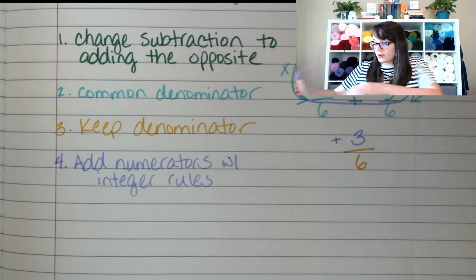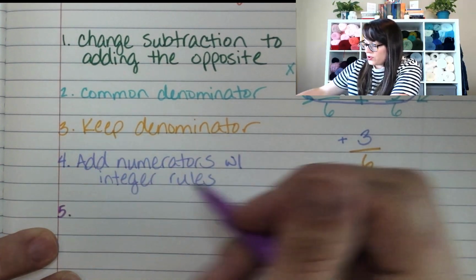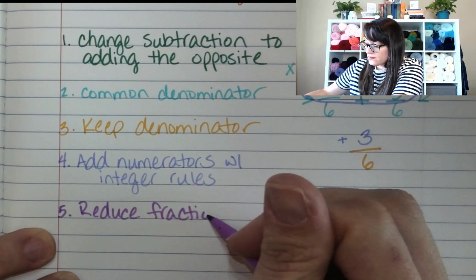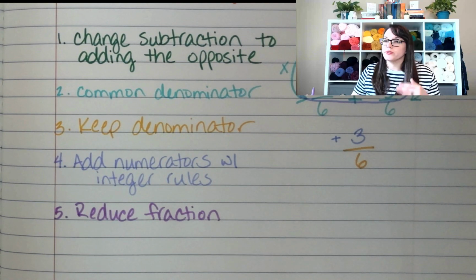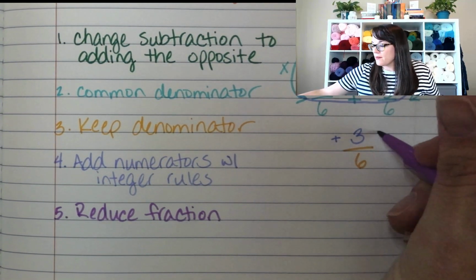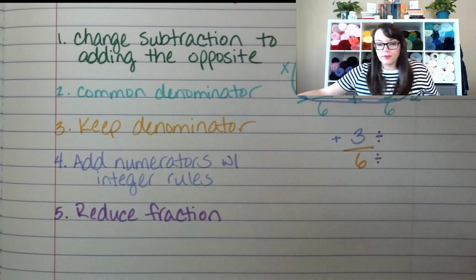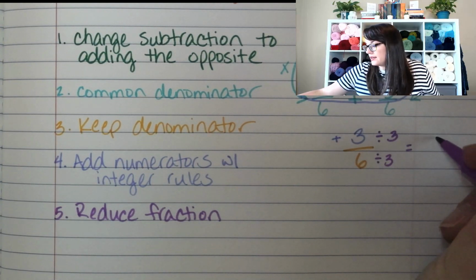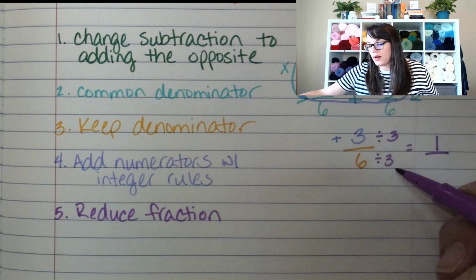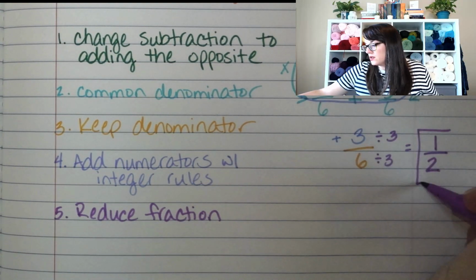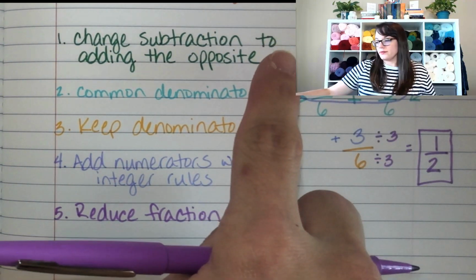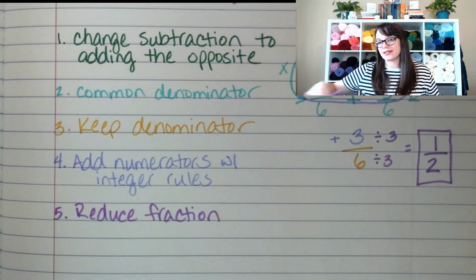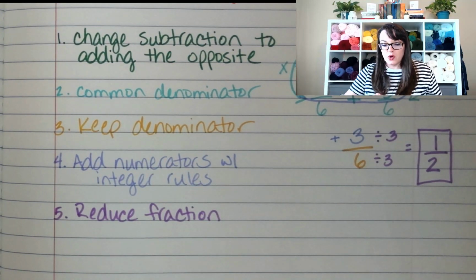Now at the end, we're done, but we have to clean this fraction up. This fraction can be reduced. So my last step is to reduce the fraction. If you can reduce the fraction, you should always reduce the fraction. So 3 and 6 can both be divided by 3. And so 3 divided by 3 is 1, and 6 divided by 3 is 2. So negative 1/3 minus negative 5/6 equals positive 1/2.